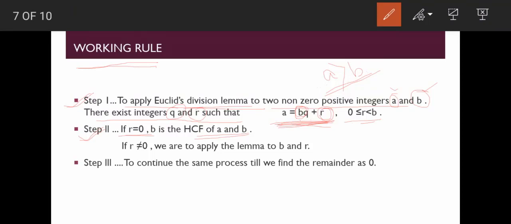Suppose in this first step we are not getting a 0 remainder, if we look at this second point, and we got some non-zero quantity here in place of remainder. In that case we have to apply the same procedure, meaning whatever step we had followed in step 1, the same procedure we have to carry on with two numbers in the second step. Which two numbers?